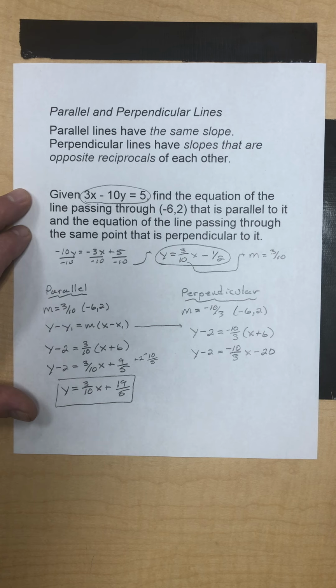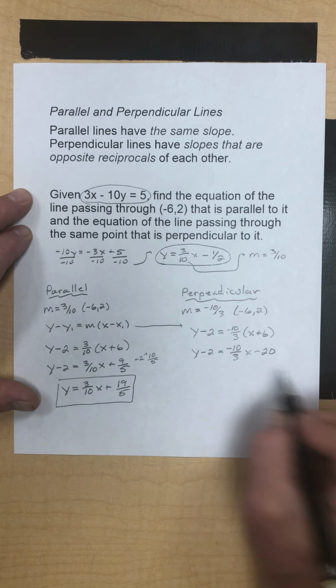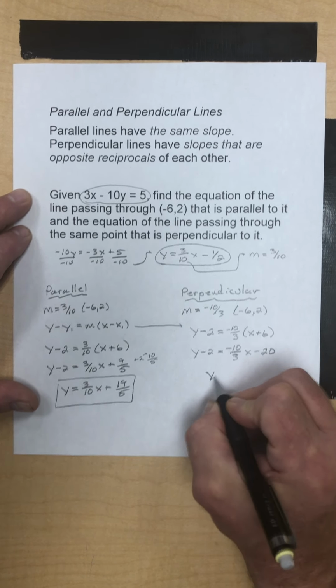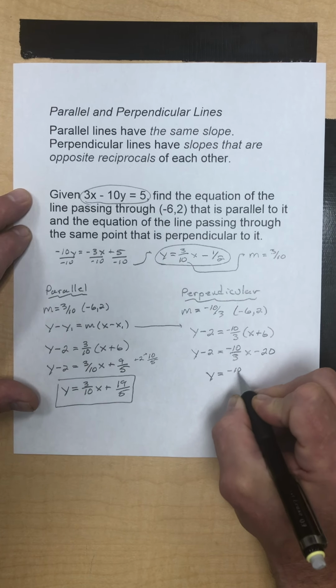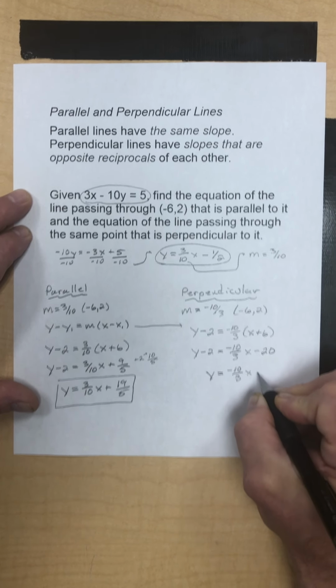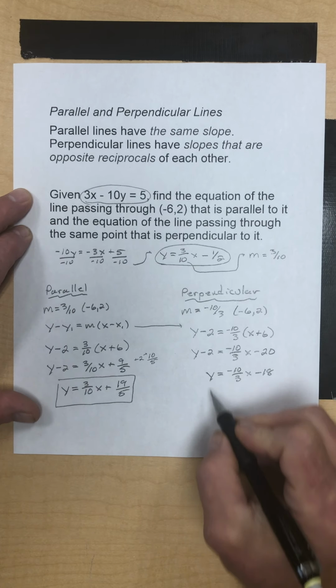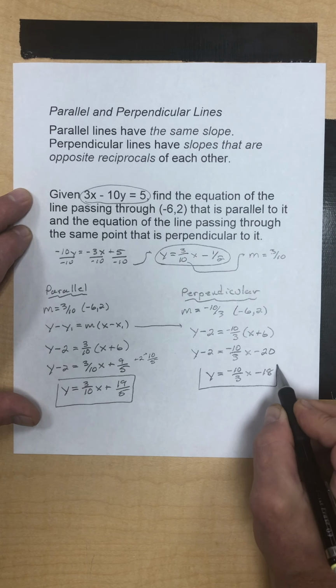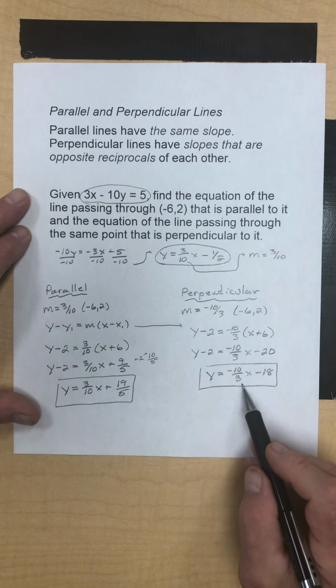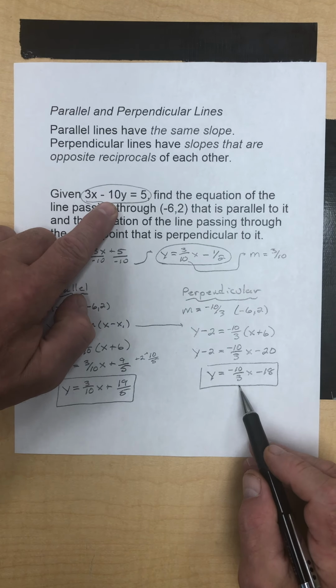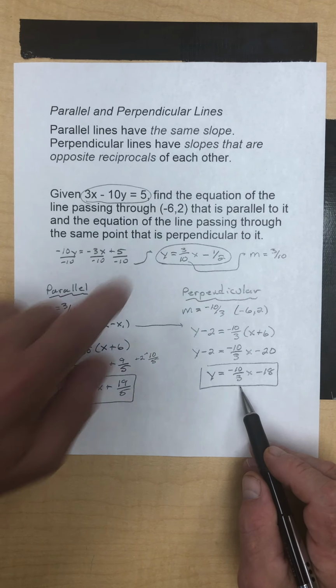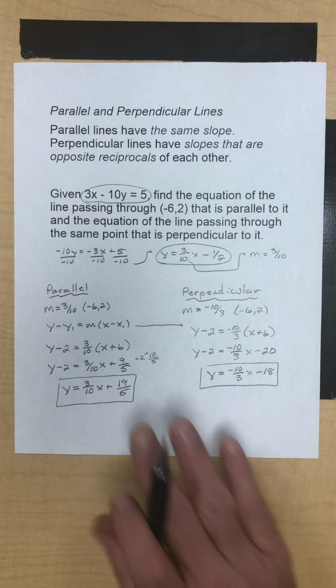Okay, and then just add 2 to both sides. So I get y equals negative 10 thirds x minus 18. And I have the equation of a line that's perpendicular to the given line and goes through that point, negative 6, 2. Okay, we're good there. All right, let's try another one of those.